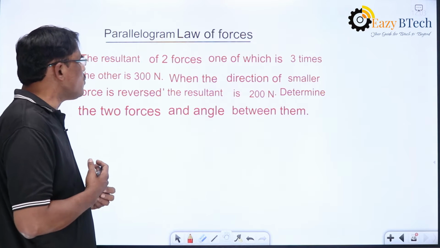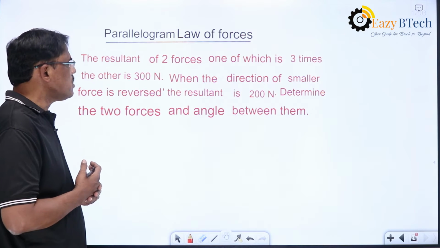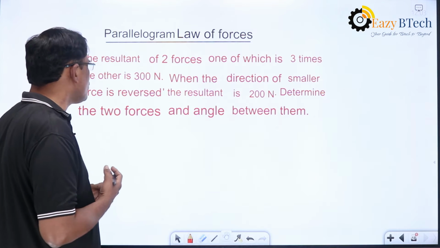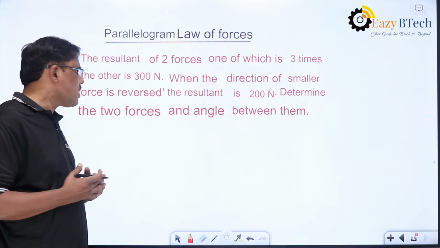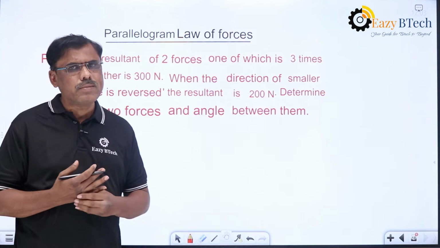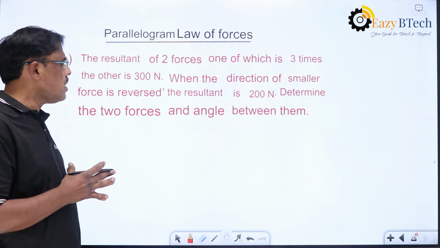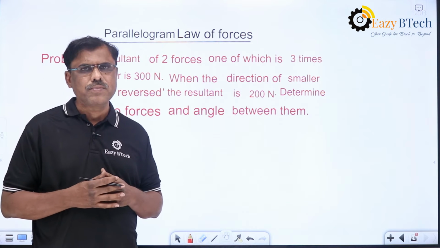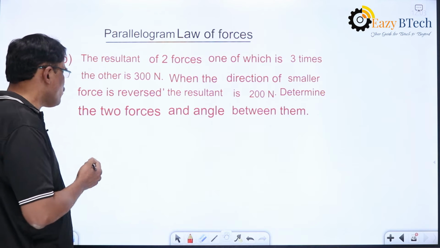The resultant of two forces, one of which is 3 times the other, is 300 newtons. When the direction of the smaller force is reversed, the resultant is 200 newtons. Determine the two forces and the angle between them. So when two forces and the angle between them are given, it is related to the parallelogram law of forces.